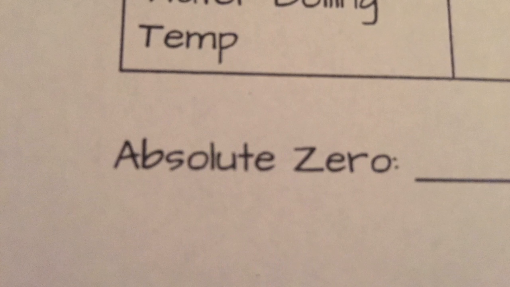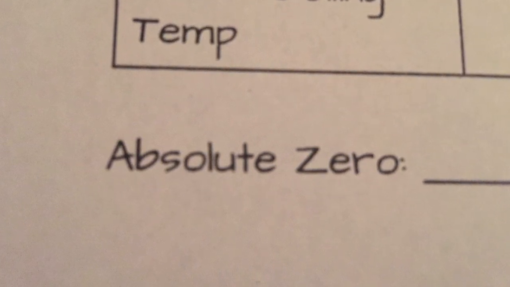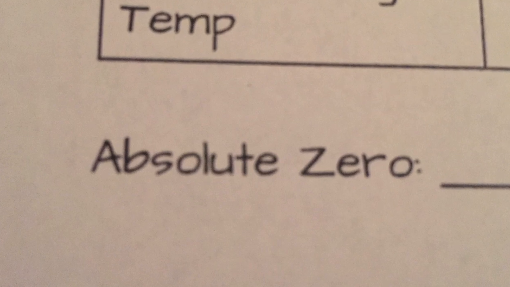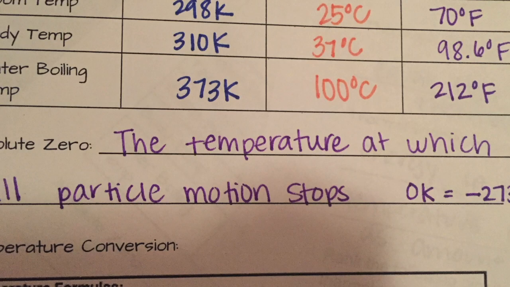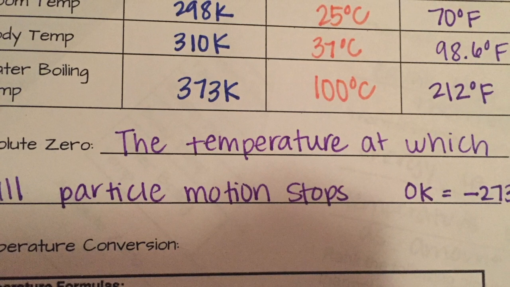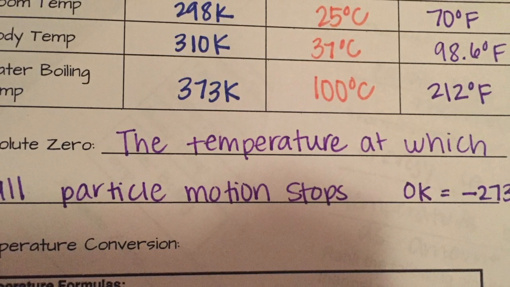Now, if you notice, our Kelvin scale has much bigger numbers than either of the other two scales, and that has to do with the idea of absolute zero. Absolute zero is the temperature at which all particle motion stops. And this is only theoretical.